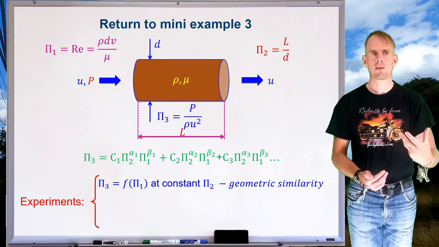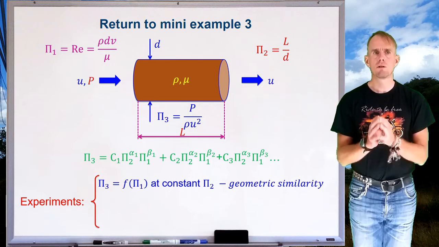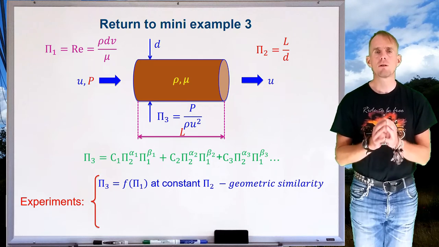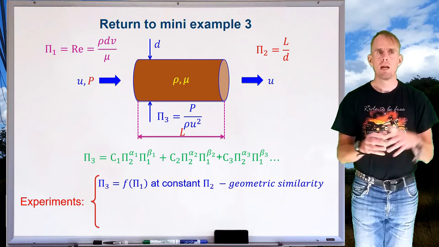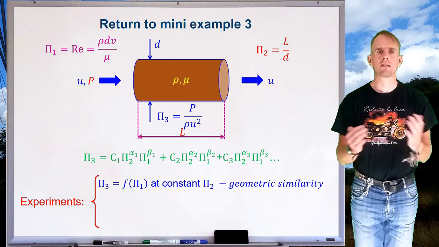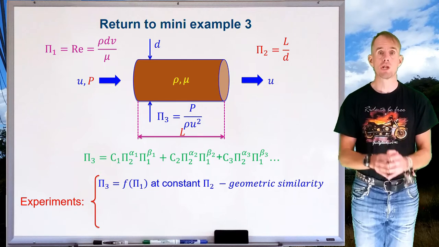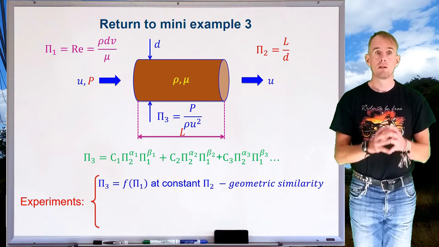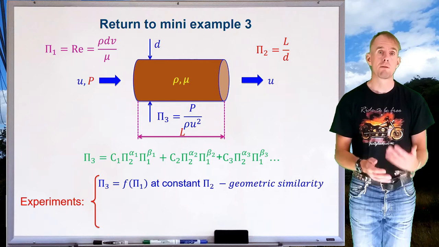So I'm going to find pi 3 as a function of pi 1, keeping pi 2 constant. Keeping pi 2 constant gives us something that we term geometric similarity. If we remind ourselves that pi 2 is length divided by diameter, L over D, it's effectively the aspect ratio of the pipe that we're looking at. So geometric similarity in this case means keeping the aspect ratio of the pipe the same.